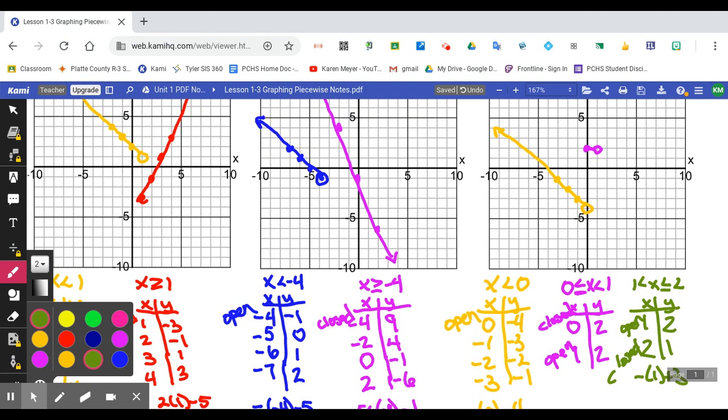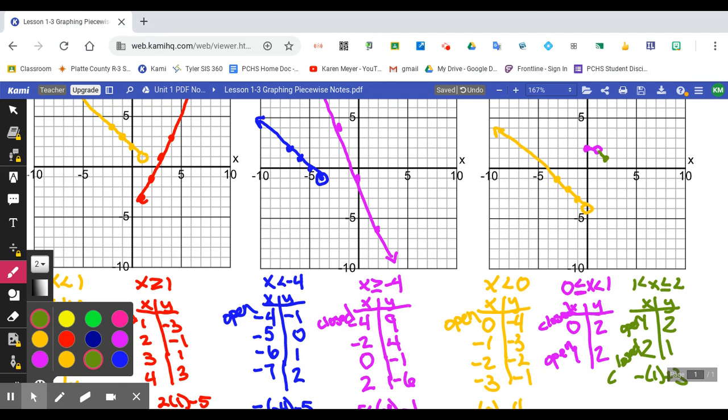So 1, 2. And we already have an open circle there, so I really don't have to do anything about that. So the other part is 2, 1, and that's a closed circle. So I have this itty bitty little diagonal line here.